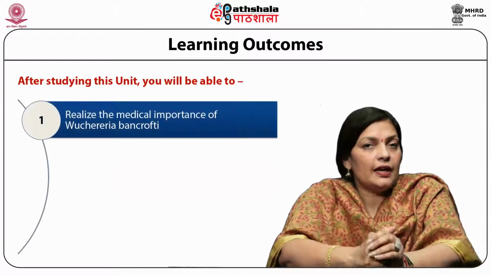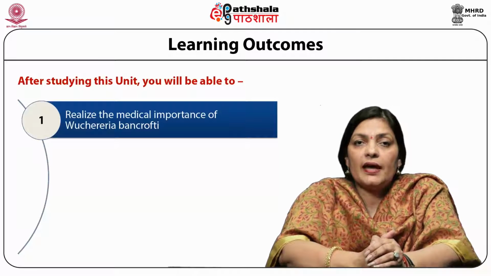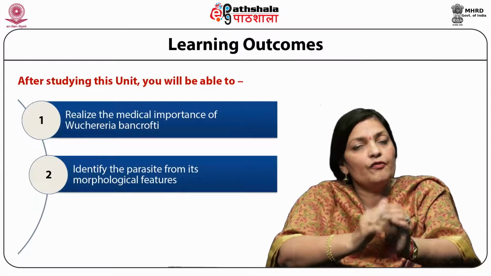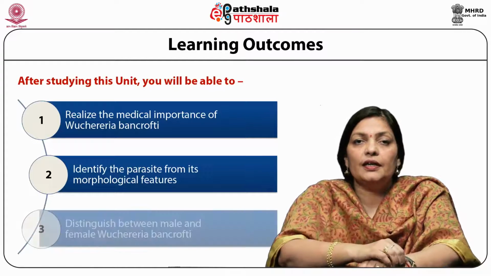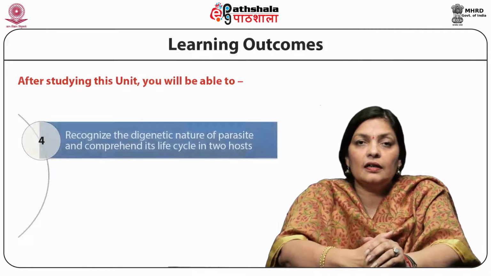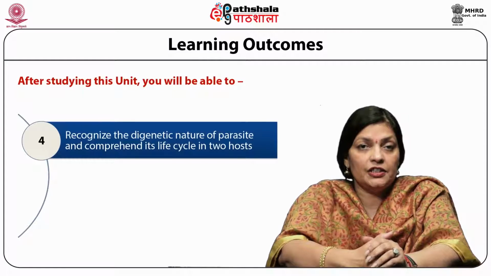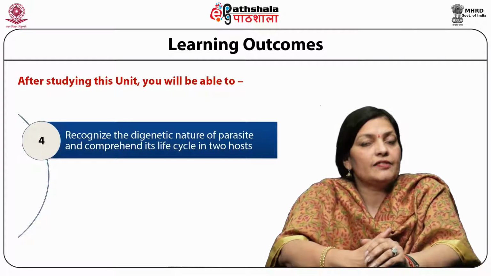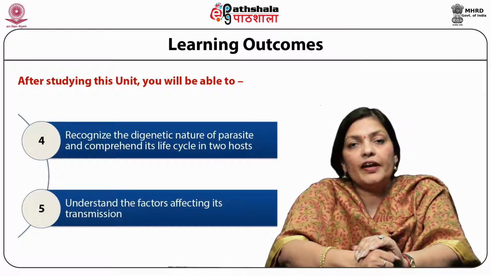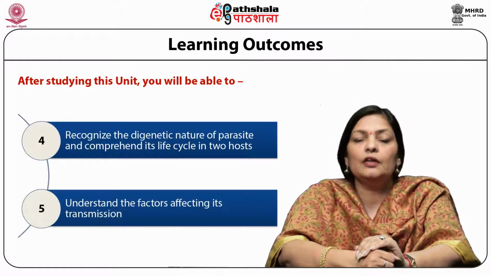Today we will try to realize the medical importance of this parasitic nematode, Wuchereria bancrofti. Identify the parasite from its morphological features. Distinguish between male and female Wuchereria bancrofti. Recognize its genetic nature. Comprehend its life cycle in two different hosts, and finally understand the factors affecting its transmission in human beings. Before going into details, let us first explore the features of Wuchereria bancrofti.